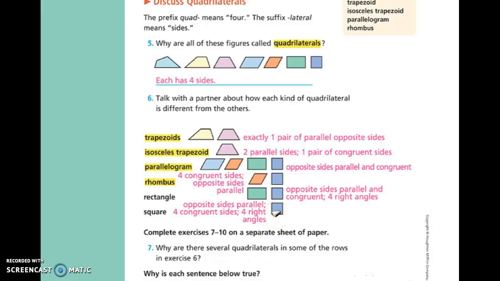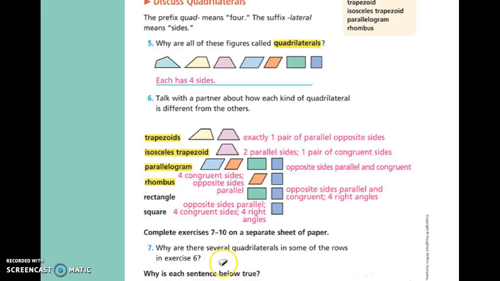So we went through all of the different types of quadrilaterals, and I want you to notice that many of the quadrilaterals fit into different categories. So for example, the square is a parallelogram, a rhombus, a rectangle, and a square. The rectangle is a parallelogram and a rectangle. So a lot of times quadrilaterals will fit into different categories.